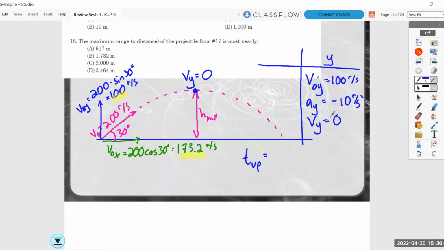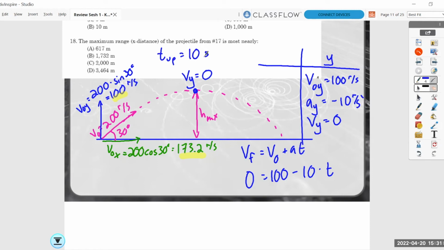Well, if I've got two velocities and an acceleration, and I would like to find a time, I can use my first kinematics equation. The first kinematics equation is a great way to find your apex, because it says that my final velocity equals my initial velocity plus acceleration times time. So if I start at 100 and I slow down at a rate of 10, how long does it take me to stop? Well, I think we can eyeball this: it should take us 10 seconds to get up to our apex.